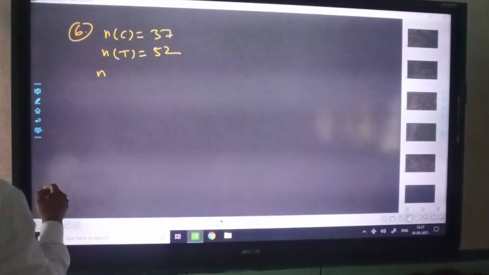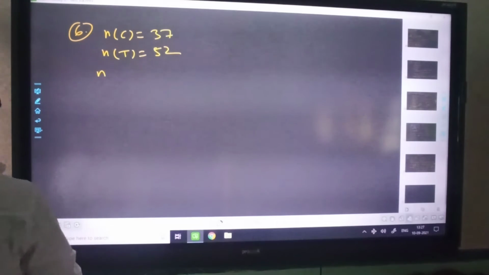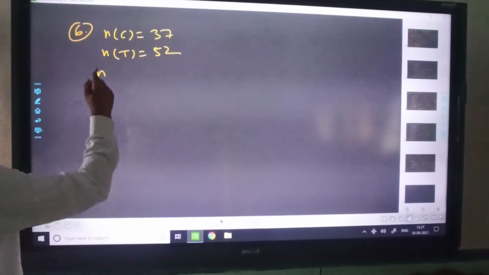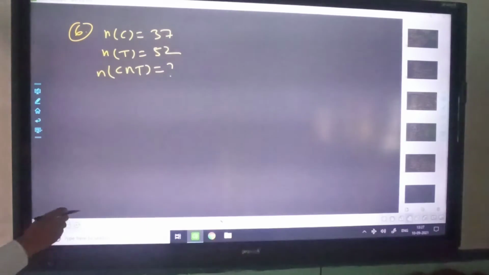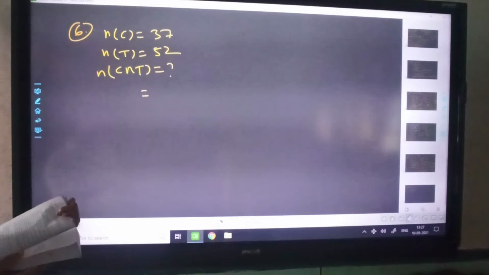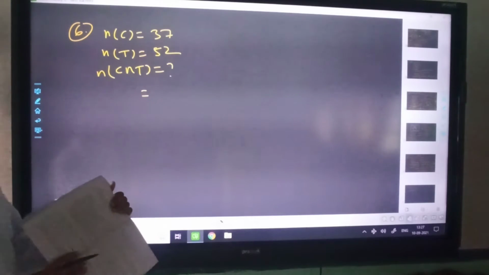n of 37 like coffee, 52 like tea, and each person likes at least one of the drinks. How many people like both coffee and tea? The question is this: how many like both coffee and tea? And one more thing was given to you, that means in a group of 70 people.